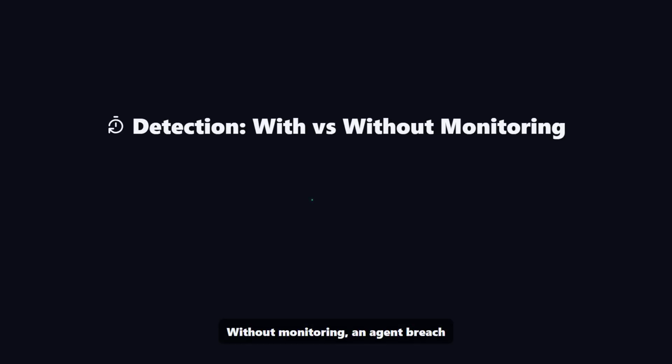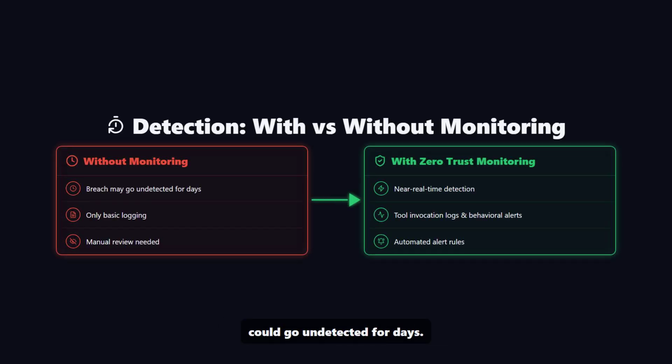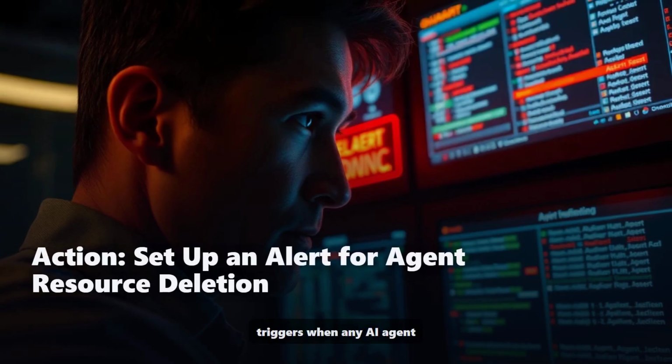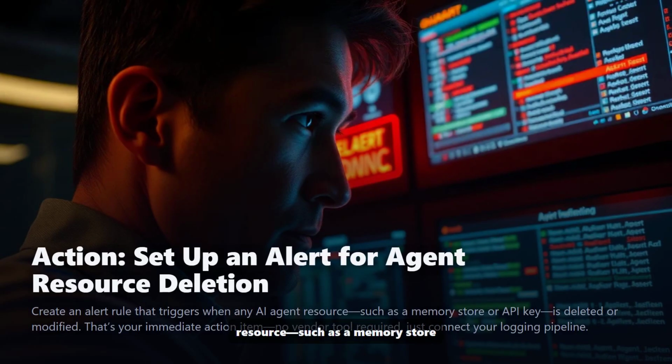Without monitoring, an agent breach could go undetected for days. With zero-trust monitoring, real-time tool invocation logs and behavioral alerts, detection time drops dramatically. To get there, enable a near real-time alert on any new tool invocation that deviates from baseline behavior. Create an alert rule that triggers when any AI agent resource, such as a memory store or API key, is deleted or modified. That's your immediate action item. No vendor tool required, just connect your logging pipeline.